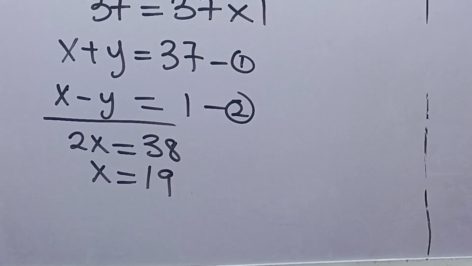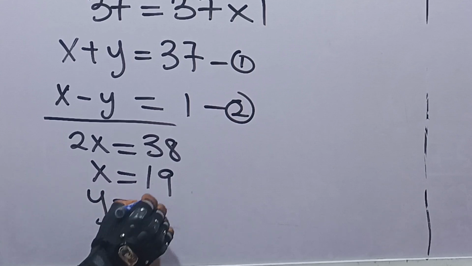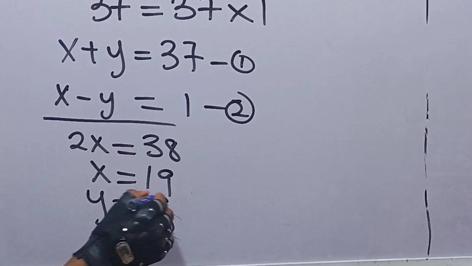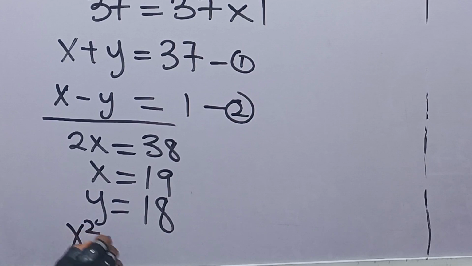Now moving on from here, if x is 19, it means that y is what? y is 18. So we have that x is equal to 19 and y is equal to 18. Now, the next thing we're required to solve is x squared plus y squared. Let's do that now.